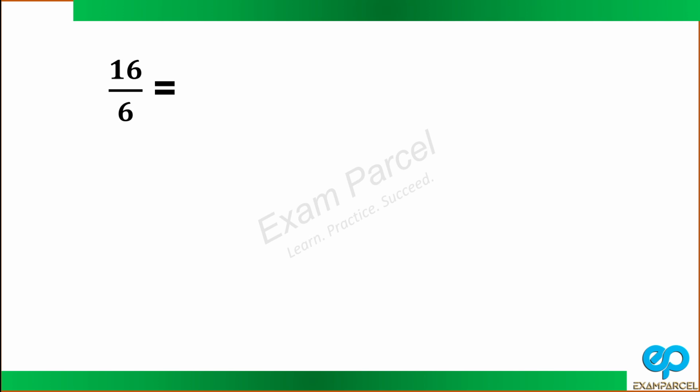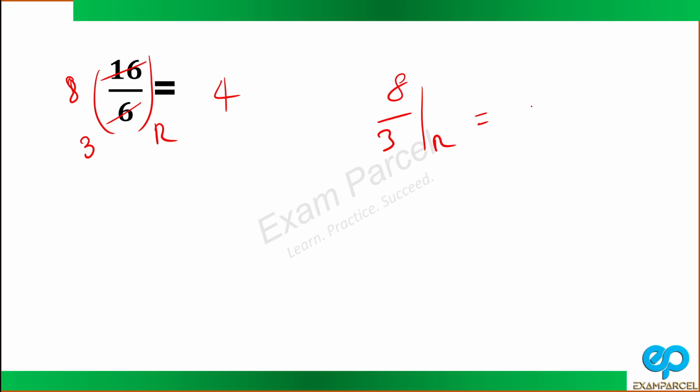Okay, so let's start our topic now. Let's say I want to find the remainder when 16 is divided by 6. So the answer would be 4, right? But if you notice here, can I cancel out these two? Let's say I cancel out 2 from the divisor and 2 from the dividend as well, right? I will get 8 here. So let's try to find the remainder when 8 is divided by 3.